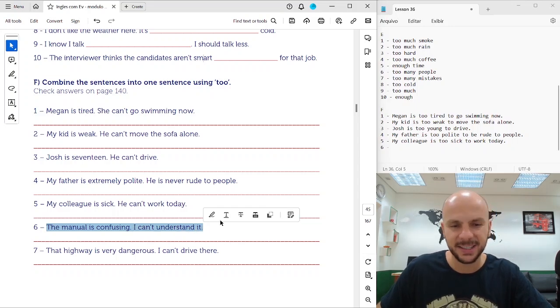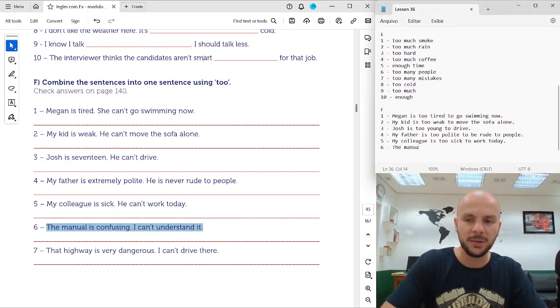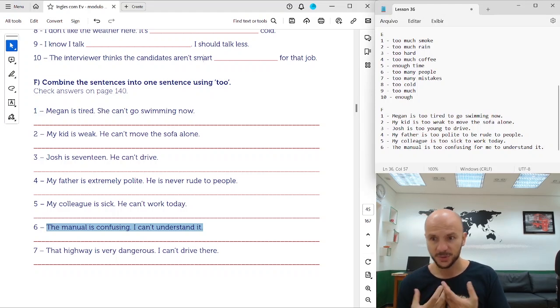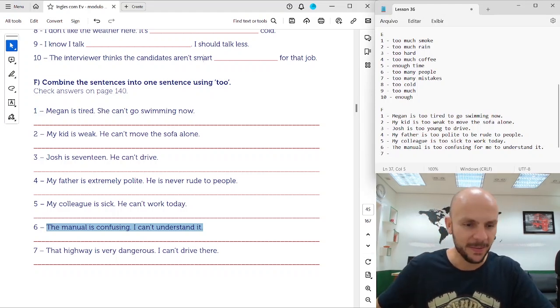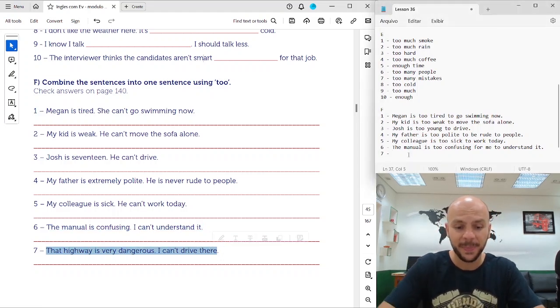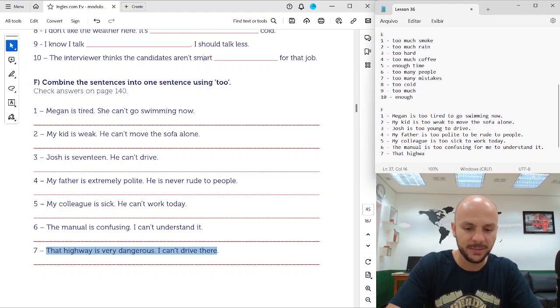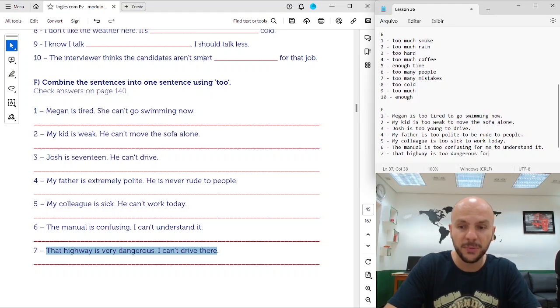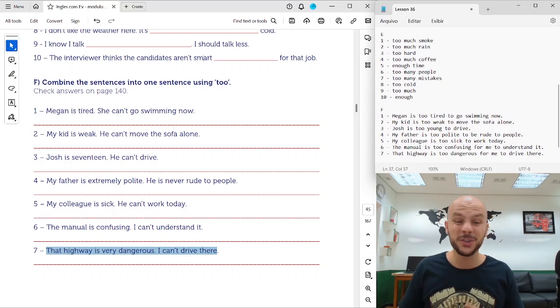6. The manual is confusing. I can't understand it. The manual is too confusing for me to understand it. Okay? 7. That highway is very dangerous. I can't drive there. That highway is too dangerous for me to drive there. Okay, too dangerous. Dangerous in excess.